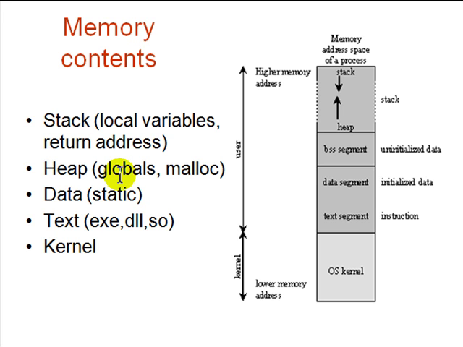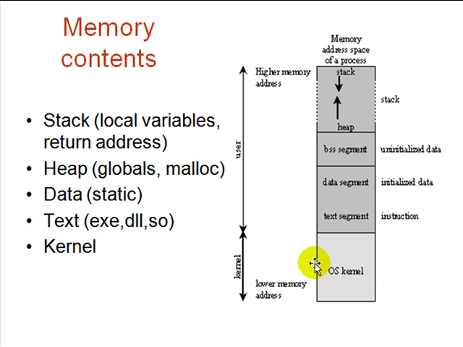And let's look at the memory contents. When an exe is loaded to run in the RAM, you have the stack, which contains the local variables and the return addresses when you make function calls, and the heap, which contains the globals and the malloc memory. Malloc is allocated in memory at runtime. And then the static data and the actual code is called the text, exe, dll, so. And finally, below that lies the kernel.